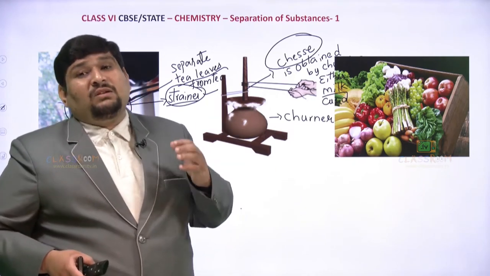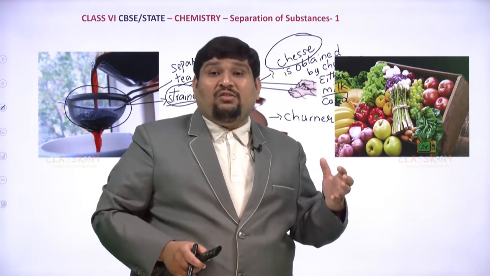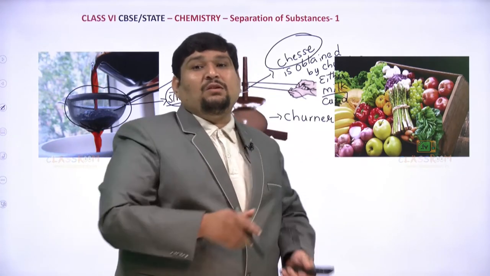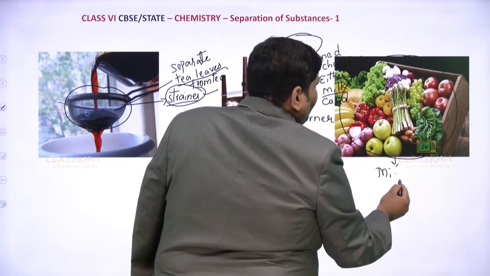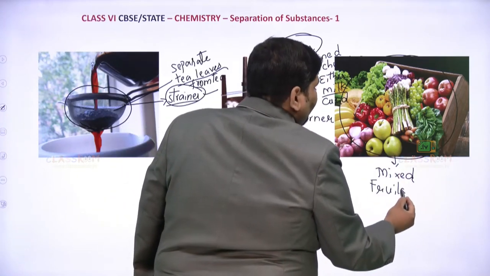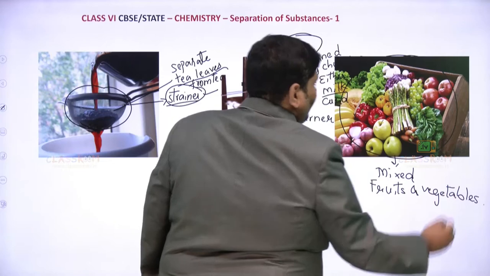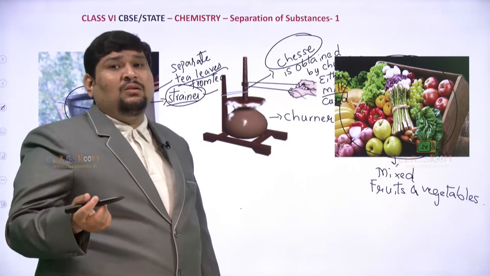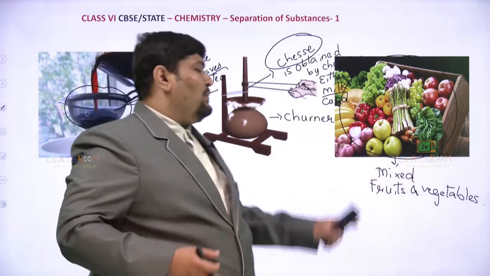Now, after returning home, you definitely need to separate all the fruits and vegetables which you have purchased from the market. In this case, you can find that they are all mixed together. All the fruits and vegetables you purchased from the market are mixed up.